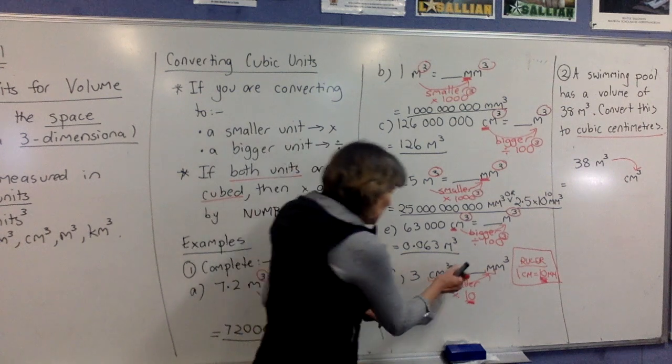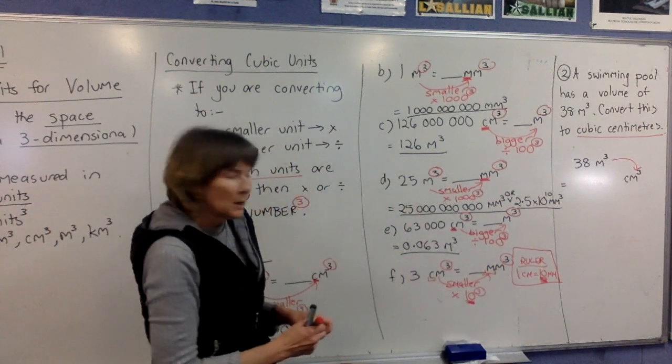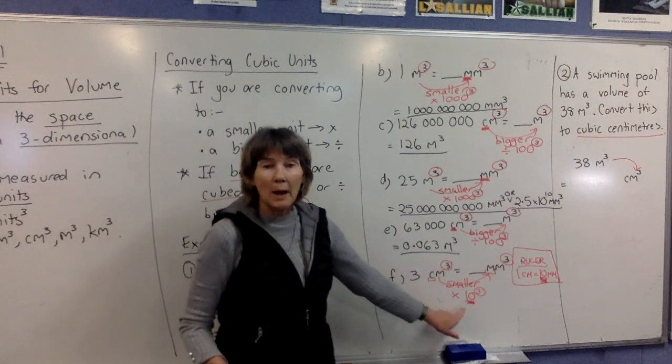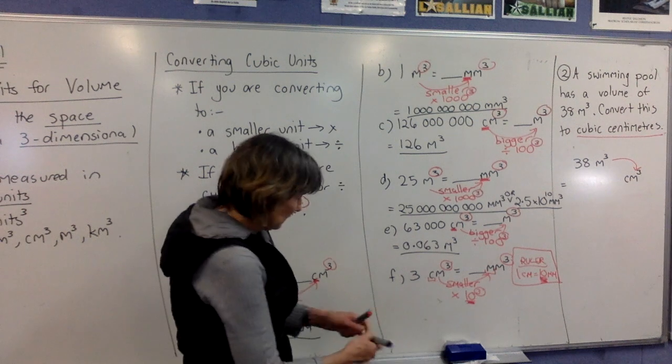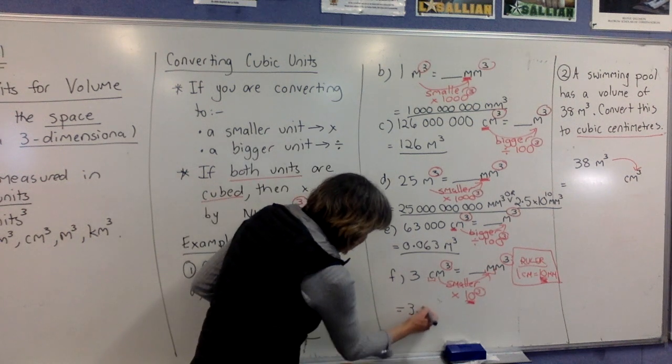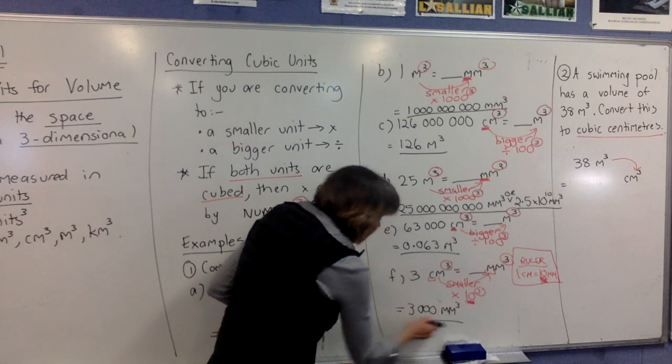The units are cubed in both of them, so we're going to have a cubed on top of that 10 as well. So we're going to do 3 times 10, press the power key on your calculator, then the 3 equals, and it will give you this answer. Put your millimetres cubed on the end.